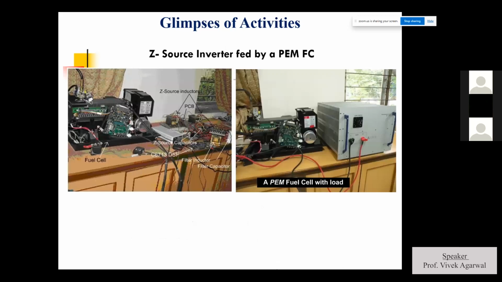These are some of the pictures of what we have made. We've used fuel cells. A fuel cell is a battery which is continuously charged. So you have hydrogen and oxygen as sources, and what we have is a polymer exchange membrane type fuel cell module that you see here. It's about a 1.5 kilowatt system, and we made a power electronic inverter fed by this fuel cell.